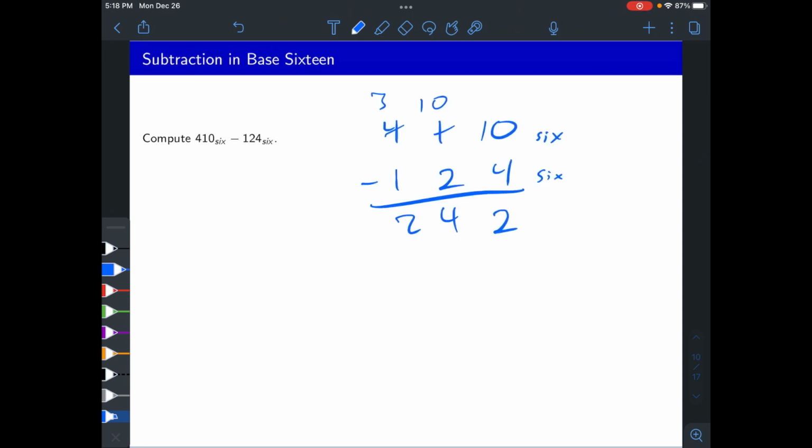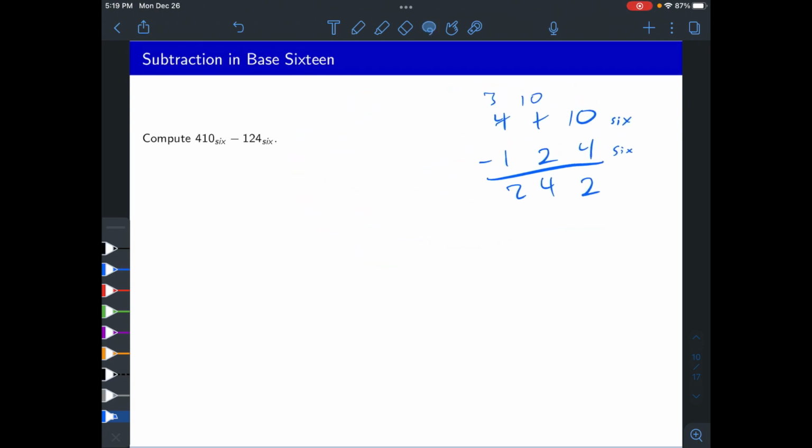Let me maybe do one more example here. I'm kind of ad-libbing, but I want to do one more example of borrowing, because I feel like all of the examples we've had with borrowing have just been subtracting 10 minus something. So let's do something slightly different. Maybe a base 12 problem.